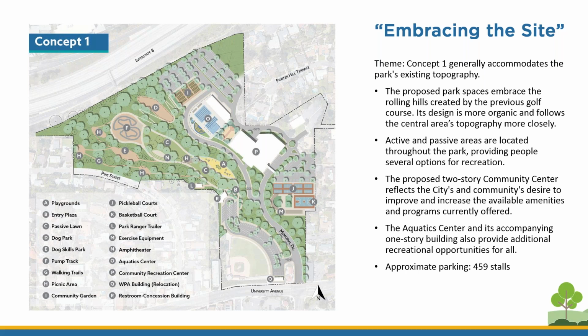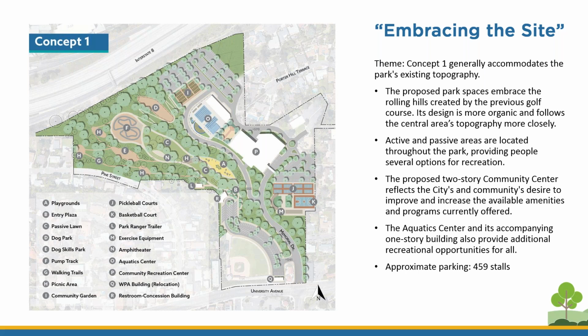The Aquatic Center and its accompanying 1-story building also provide additional recreational opportunities. The Community and Aquatic Center needed to be situated closer to parking lots. This allowed us to minimize the need to build surface lots near existing green open space. This concept accommodates approximately 459 parking stalls between all of the surface parking lots and underground parking found within the community center.